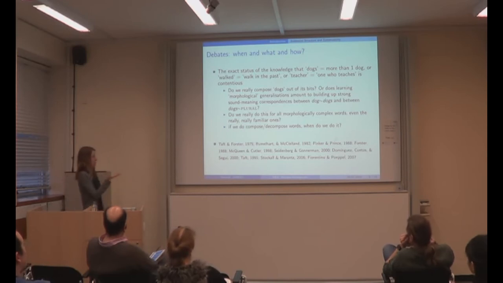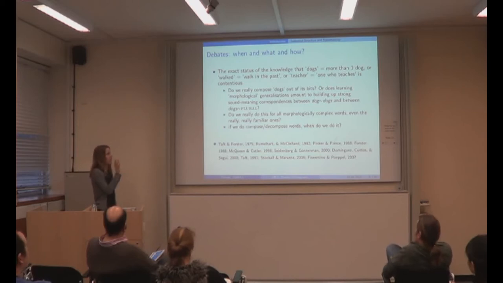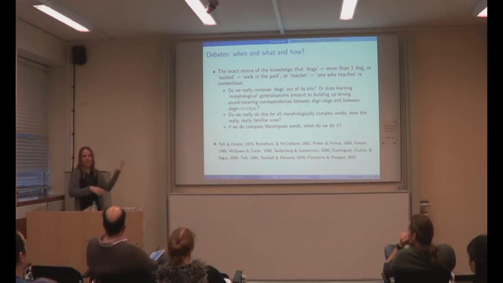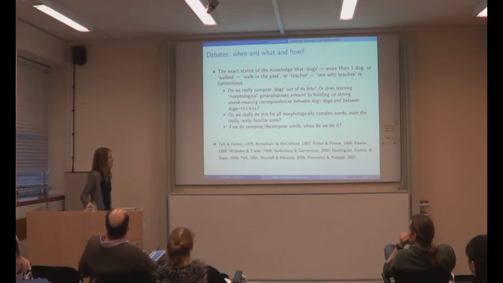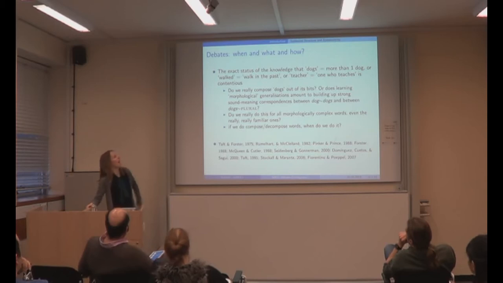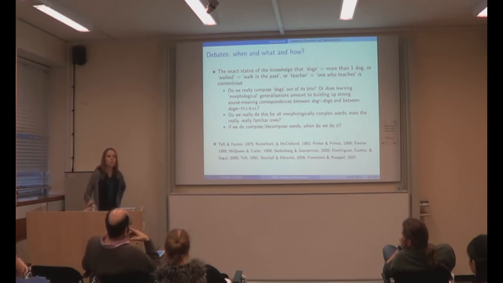And also there are questions about the extent to which, if we do some composition on the fly, maybe we have to do composition for Googleable, is it the case that we do this across the board for all morphologically complex words, even the really, really familiar ones like dogs and teachers? And if we do it for all morphologically complex words, even if the answer to both of the first two questions is yes, when do we do this?